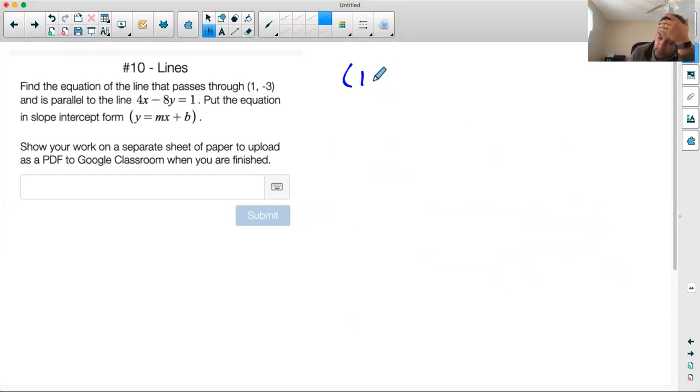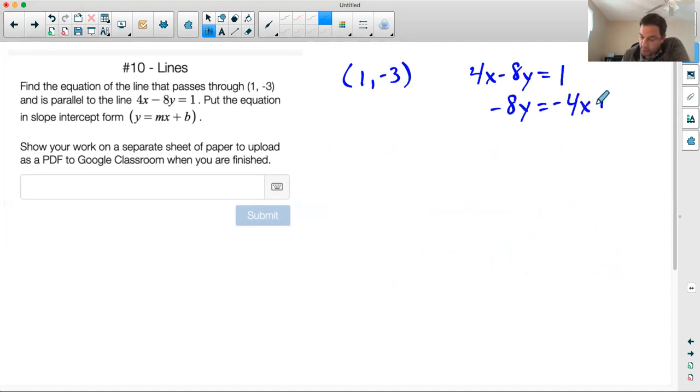And then finally, problem number 10 is saying make sure you have an equation of a line that goes through the point 1, -3, and is parallel to 4x minus 8y equals 1. Well, in order to find the slope first, we have to find the slope here. So I'm going to subtract 4x from both sides. I'm going to get -8y equals -4x plus 1. I'm going to divide both sides by -8, giving me 1/2 x minus 1/8.